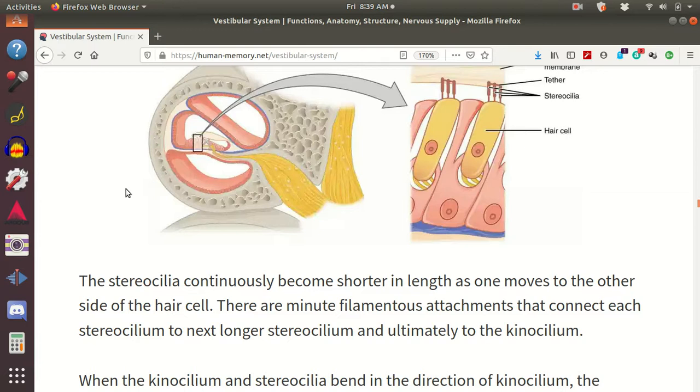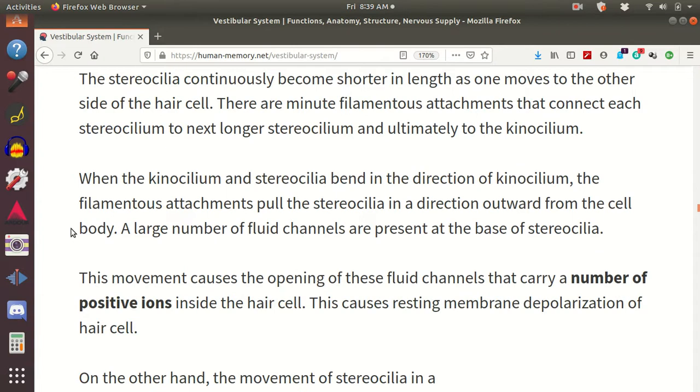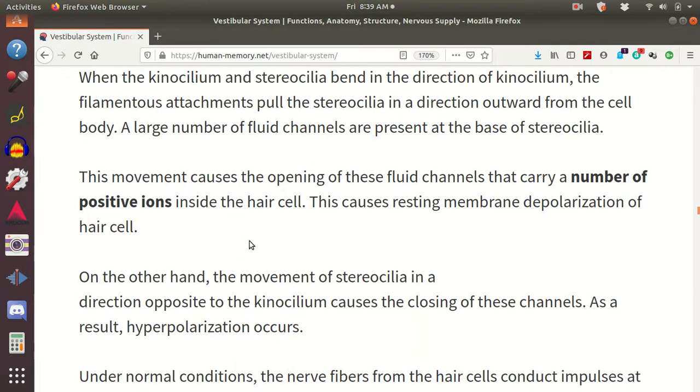There are minute filamentous attachments that connect each stereocilium to the next longer stereocilium and ultimately to the kinocilium. When the kinocilium and the stereocilia bend in the direction of the kinocilium, the filamentous attachments pull the stereocilia in a direction outward from the cell body. A large number of fluid channels are present at the base of the stereocilia. This movement causes the opening of these fluid channels that carry a number of positive ions inside the hair cell. This causes depolarization of the hair cell's resting membrane.